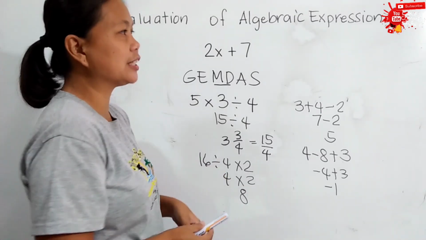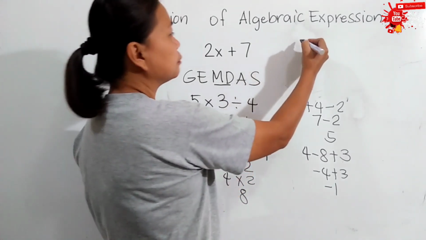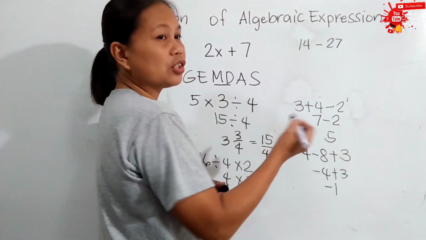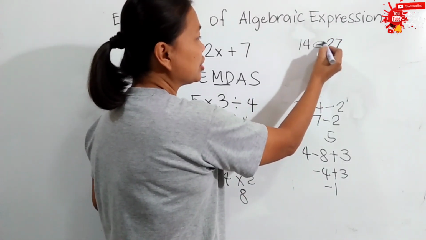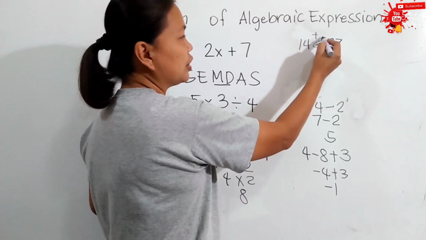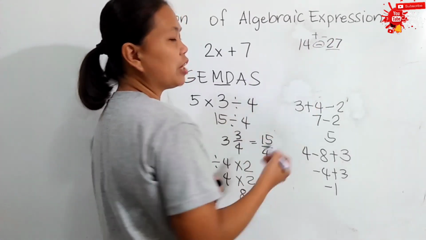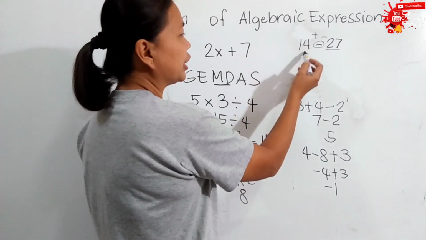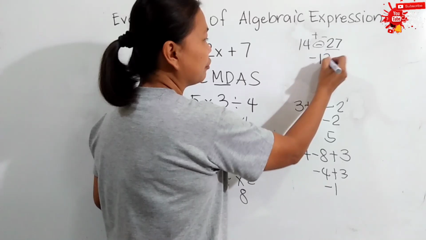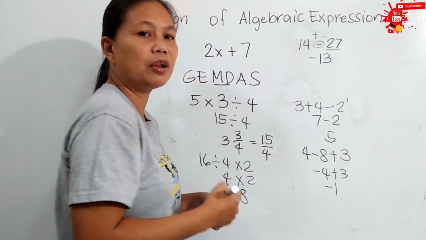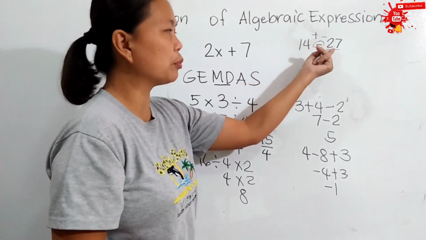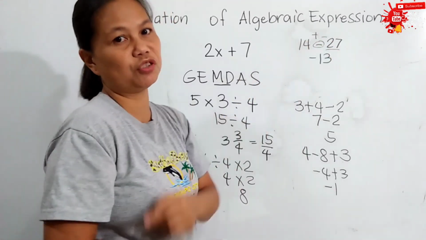Okay? So say, for example, for subtraction, we have here 14 minus 27. It means that we have to change this operation to addition, and then we change the sign of the subtrahend. So from positive, it will become negative. So what is 14 plus negative 27? We have here negative 13 because we will follow the rule of addition after we change the operation and after we change the opposite sign of the subtrahend.